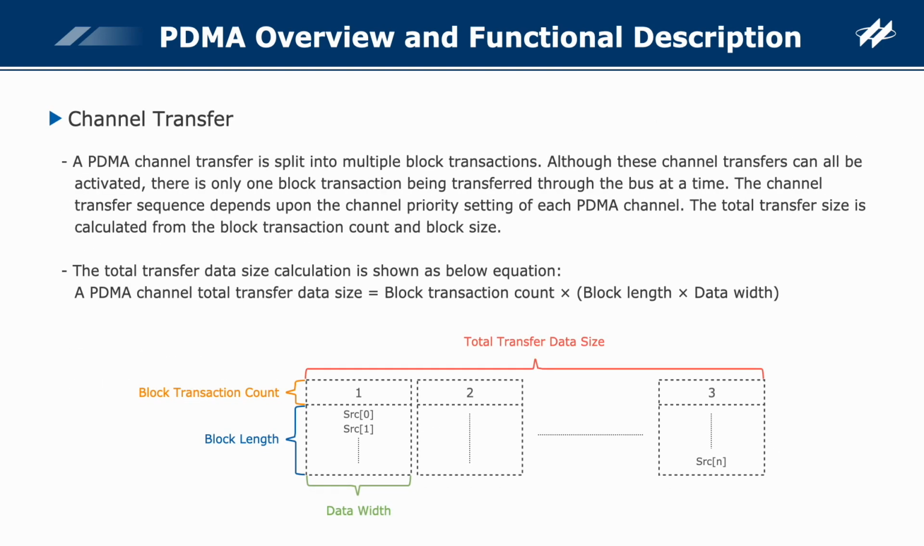A PDMA channel transfer is split into multiple block transactions. Although these channel transfers can all be activated, there is only one block transaction being transferred through the bus at a time. The channel transfer sequence depends upon the channel priority setting of each PDMA channel. Regarding the total transfer size, the formula is as follows.